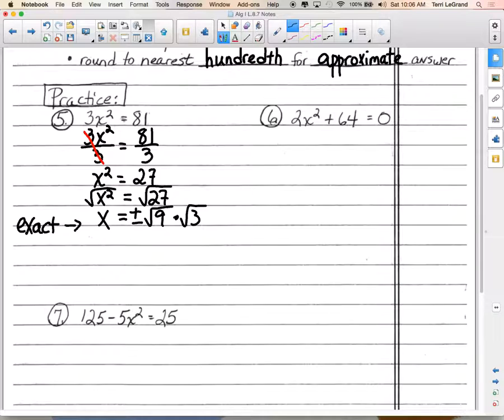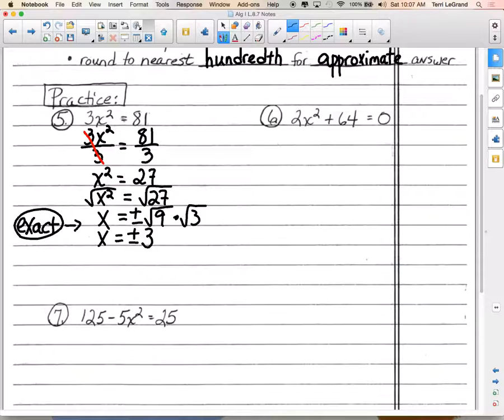Purpose for that is we're simplifying it. Okay? So x equals a positive or negative, and we're using the equal sign because remember we're doing the exact right here. Square root of 9 is 3. We get rid of the radical sign because we can take the square root of 9.